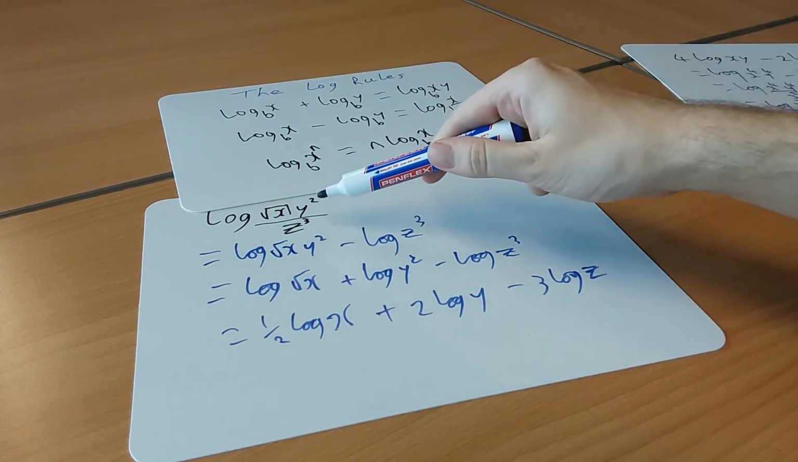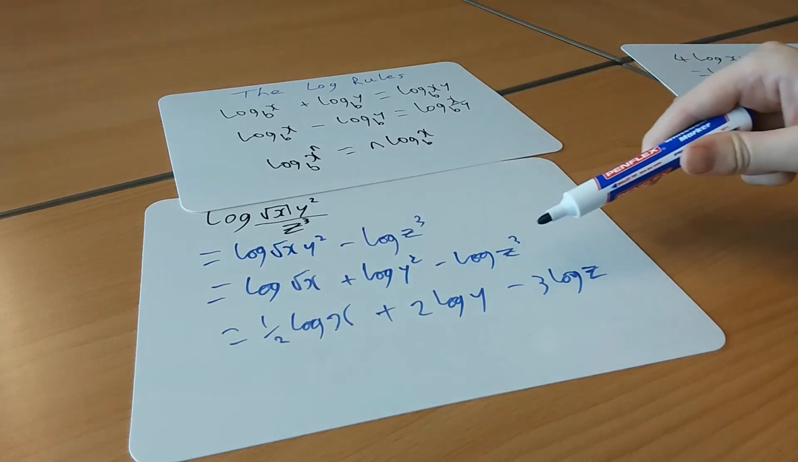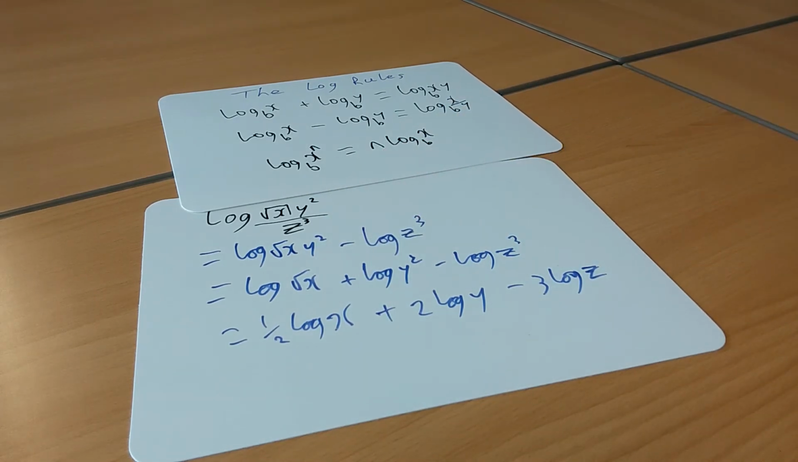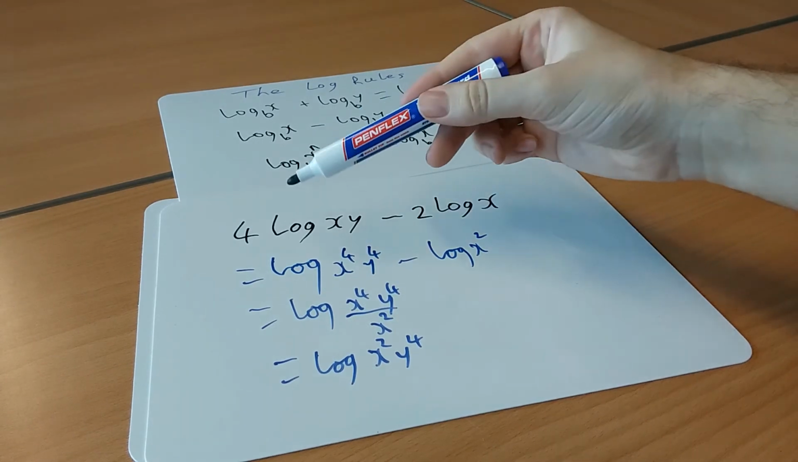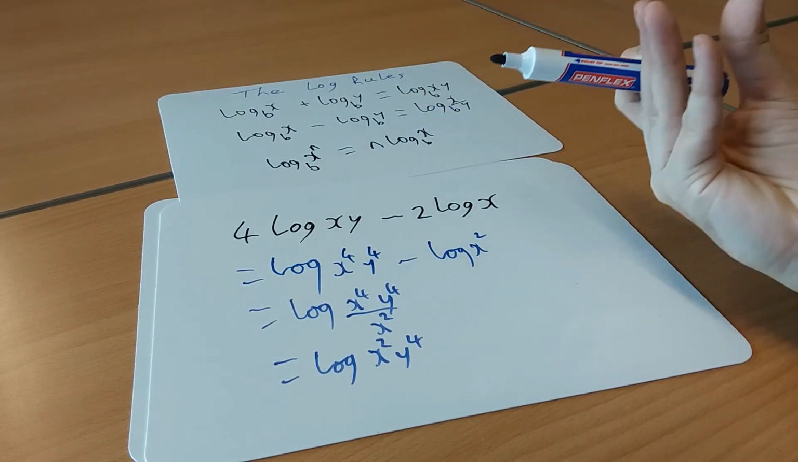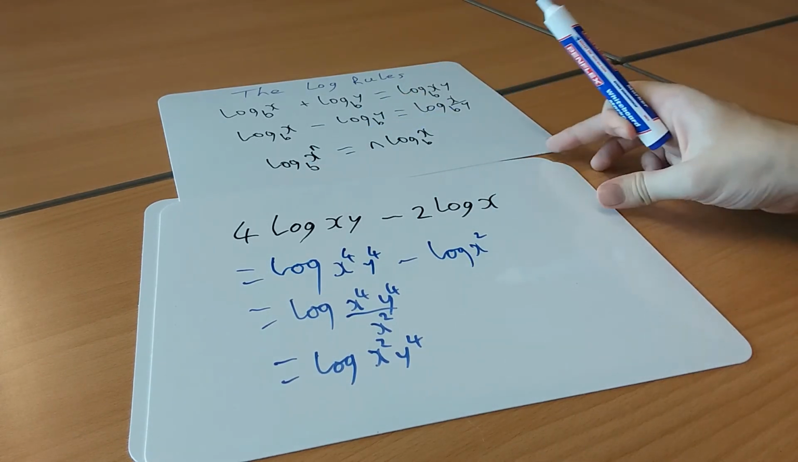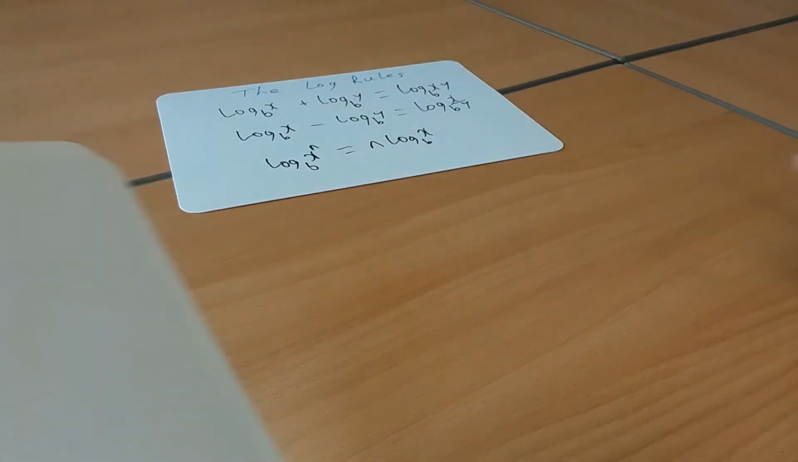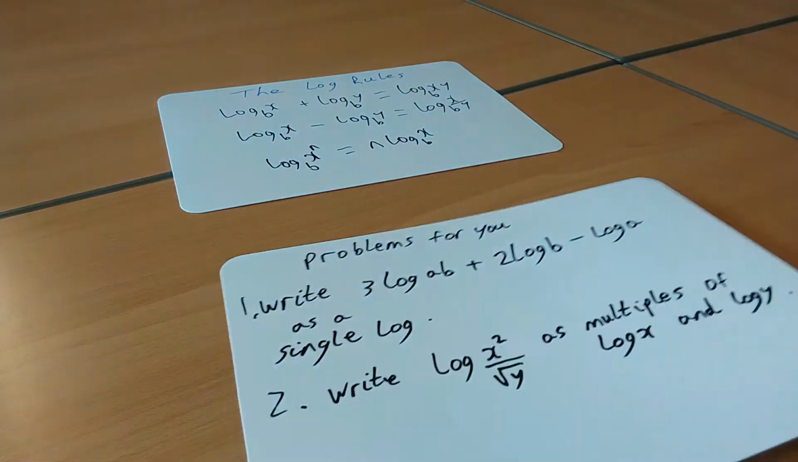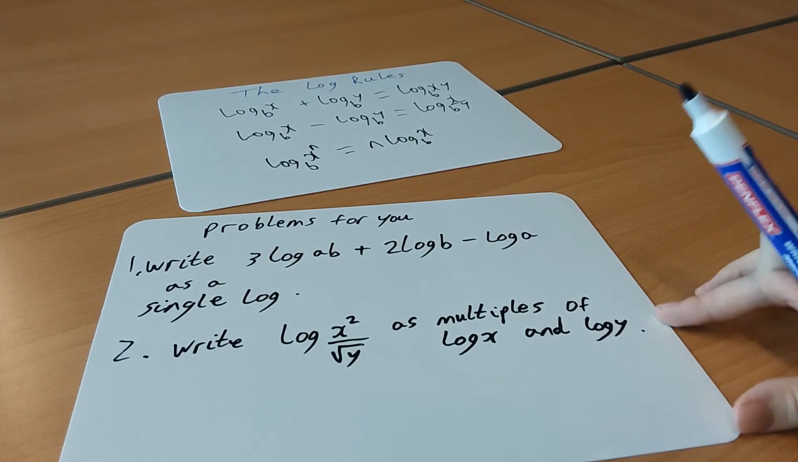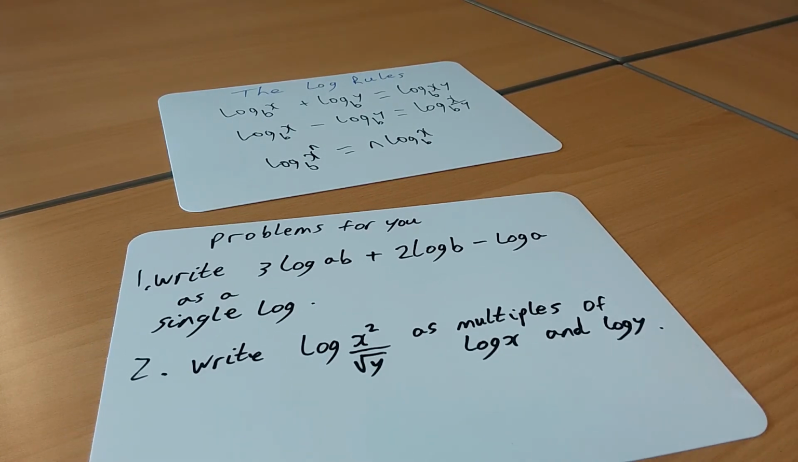One where we start off with a big log of things and we split it into its component parts, and the other that we did before where we start off with a whole lot of different things and we're squishing it all together to make a single logarithm. I've got two problems for you. They're both of that nature. What I'd like you to do is pause the video, have a go at each of these. It's one of each type, and then I'll go through the solutions.